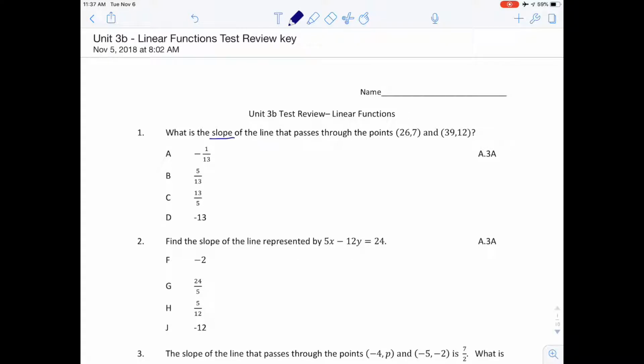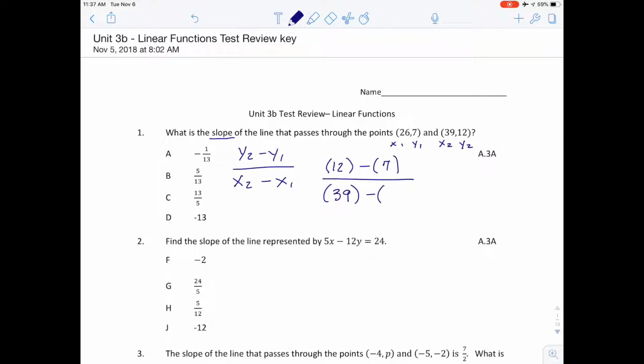So if we want to find the slope, we can use the slope formula, which is y2 minus y1 over x2 minus x1. So I'm going to label my points x1, y1, x2, y2, and I'm going to plug in. So y2 is 12 minus y1, which is 7. x2 is 39 minus x1, which is 26. Type that all in your calculator, just one big fraction, and you should end up with 5 over 13. So number 1 is B.